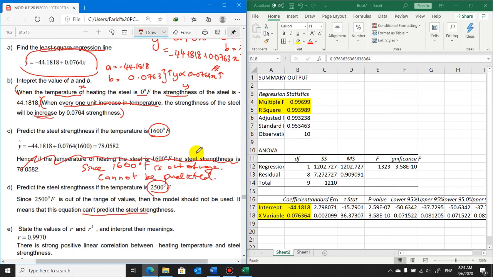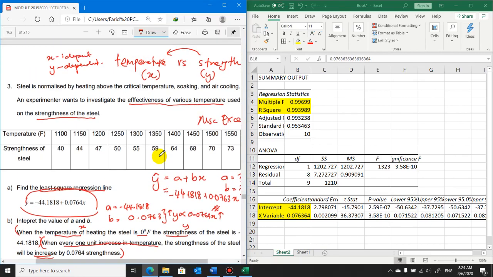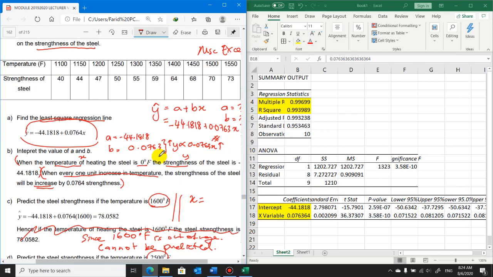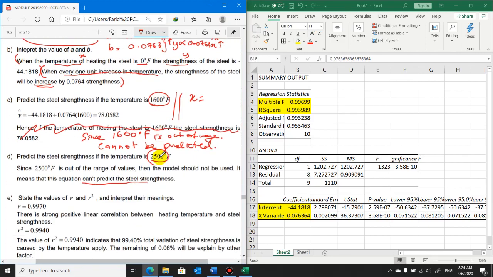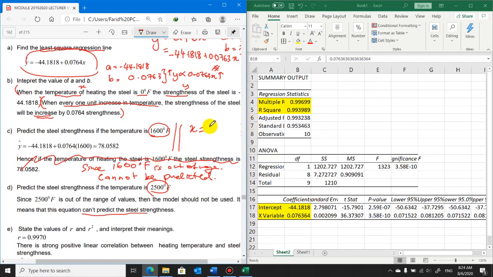So predict macam mana? For example, if the question given predict when X is equals to, okay, saya cuba masukkan X 1325 for example, X equals to 1325. Then kita boleh tahu kita punya Y dekat sini sama apa. Okay, so just masukkan saja dalam dia punya equation, then you akan dapat dia punya jawapan.